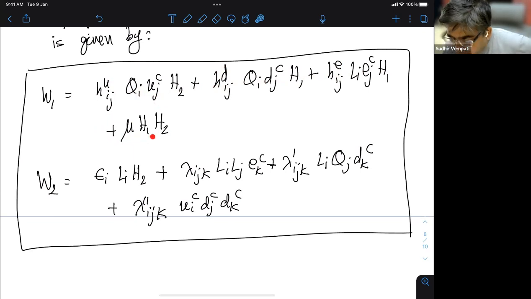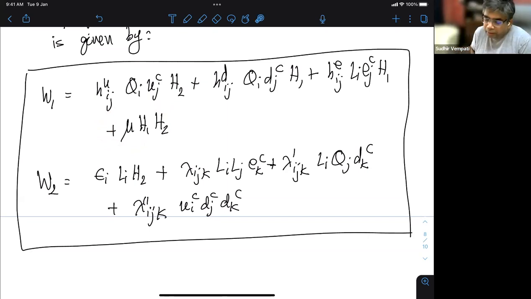This term is allowed because H1 and H2 have opposite hypercharges, so H1 and H2 become an invariant term. And this term goes under the name of the Higgsino mass term. So, okay.